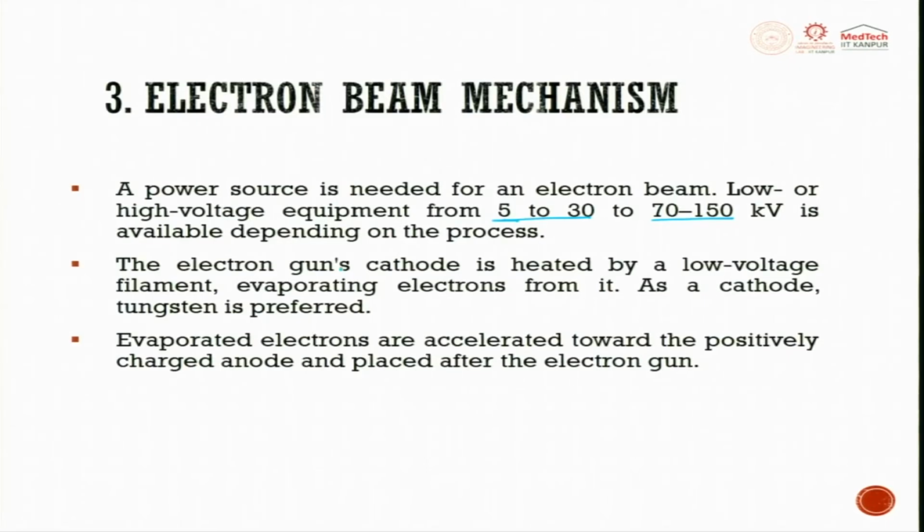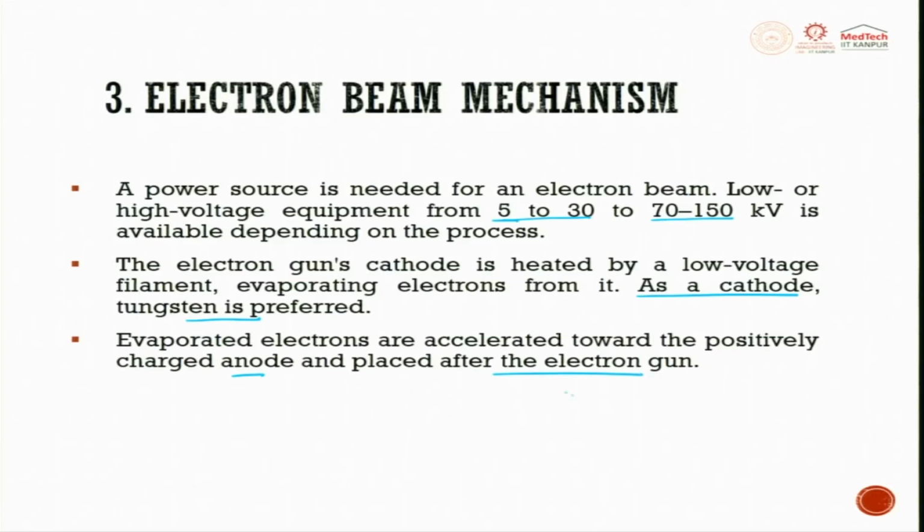Next, the electron gun's cathode is heated. Cathode is heated by a low voltage filament, evaporating electrons from it. As a cathode, tungsten is preferred. So, we use a tungsten cathode for generating these electrons. The evaporated electrons are accelerated towards the positively charged anode, placed after the electron gun.